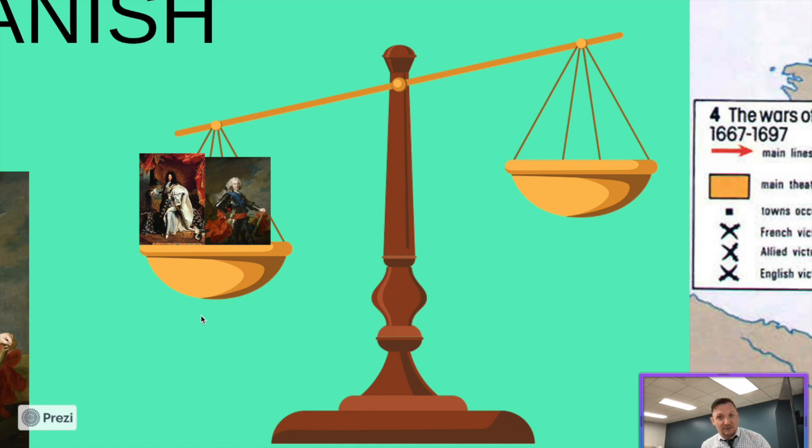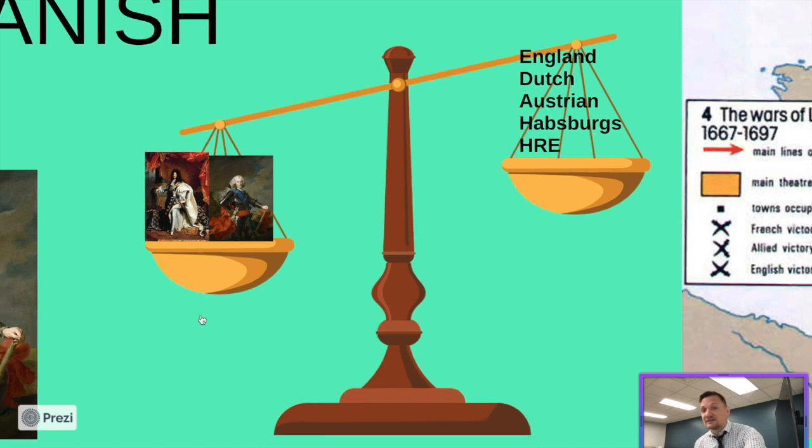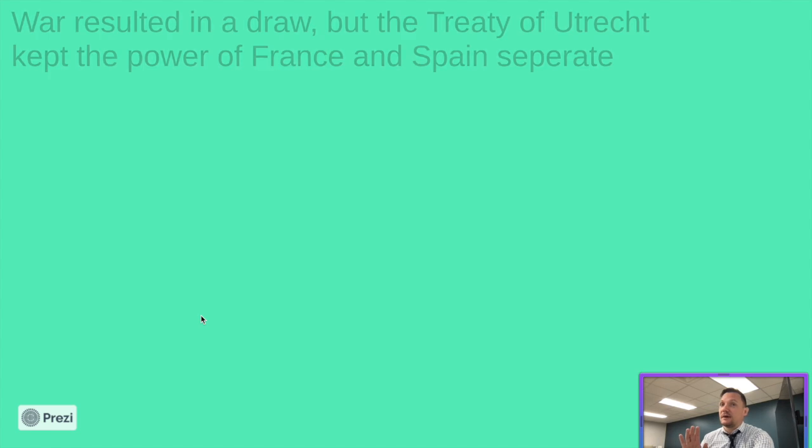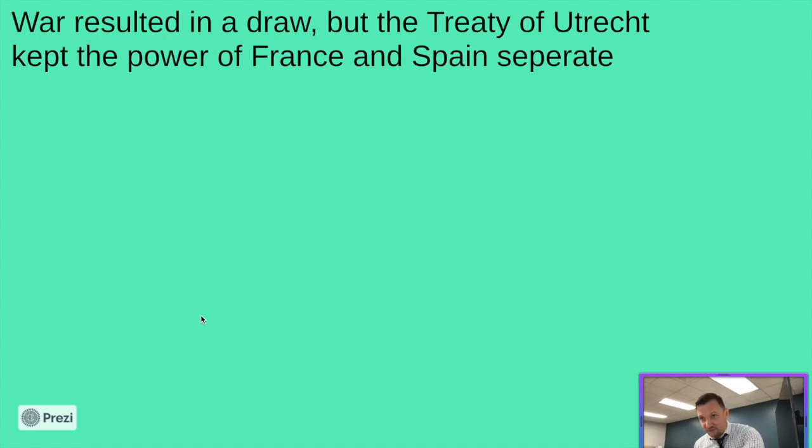So how do you stop them? Well, all of Europe decided to come together. England, the Netherlands, the Austrian Habsburgs, and the Holy Roman Empire united to form the Second Grand Alliance. They went into war with France to try and cause a split between these two places, and it technically resulted in a draw. A lot of death for a draw.